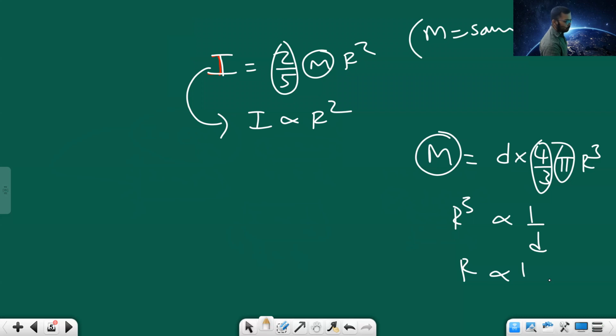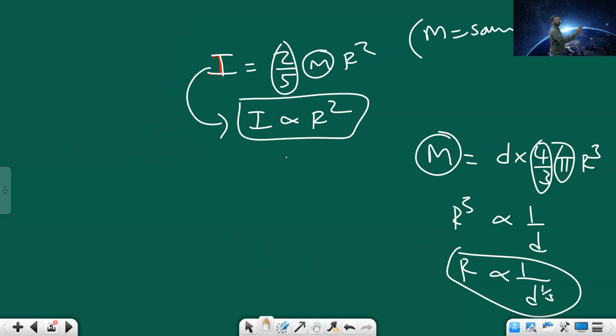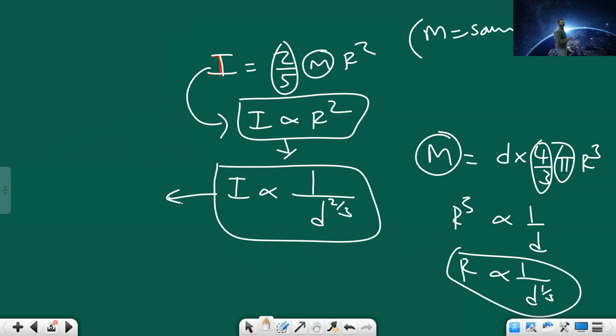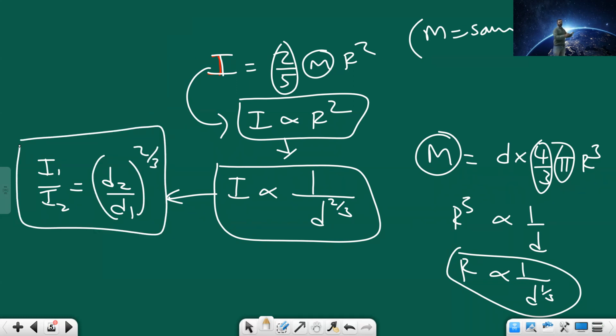R cube is proportional to 1 by d means I can write r is inversely proportional to d power 1 by 3. From here I can write I is proportional to r square means 1 by d power 2 by 3. So from this information, I1 by I2 is D2 by D1 whole power 2 by 3. This is my formula. So according to the situation, you have to act and connect the things better. If you read the question clearly, what they are asking first, the things will become easy.